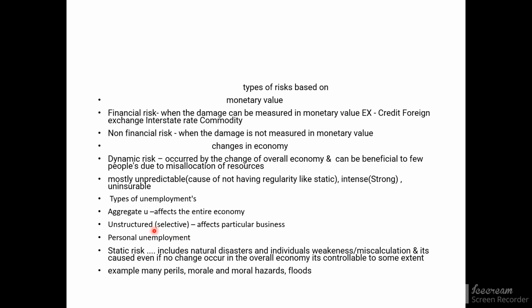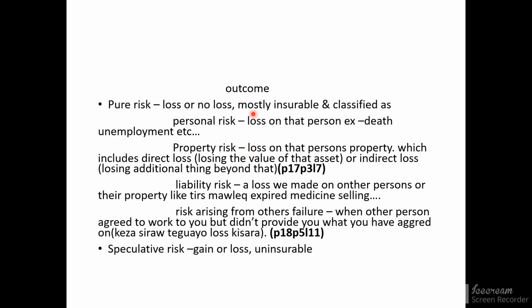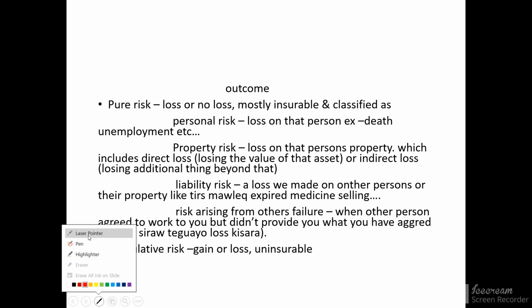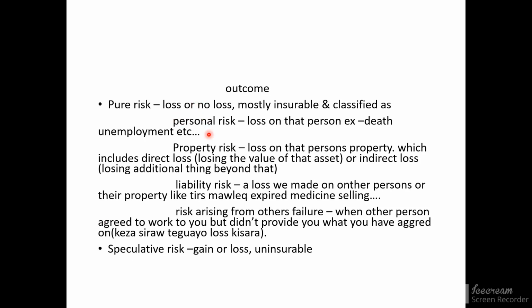So we have seen risk types based on monetary value and changes in the economy. Now we will see types of risk based on their outcome. The outcome of risk can be of these two types. The one is loss or no loss. The other one is gaining or losing. Gain or loss is called speculative risk, and loss or no loss is called pure risk.